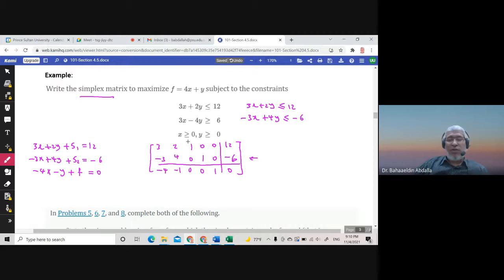a negative number. This is the pivot column. And 12 divided by 3 is 4. Negative 6 divided by negative 3 is 2. So negative 3 would be the pivot entry in this case. But this is not what he asked for.